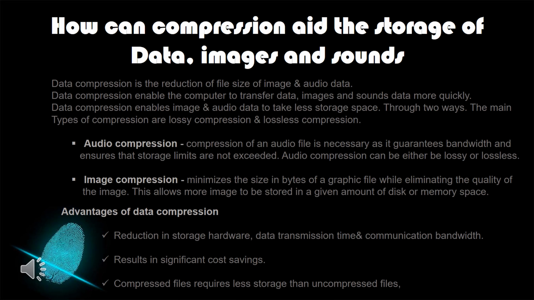How can compression aid the storage of data, images and sounds? Compression reduces the size of files like images, audio and video, making it easier and faster to store and transfer data. There are two main types: audio compression and image compression. Audio compression removes parts of audio that are less noticeable to the human ear. Image compression reduces the file size while trying to keep image quality high. This helps save storage space, lower cost, and reduce transmission time.